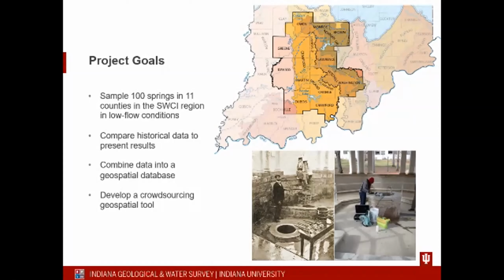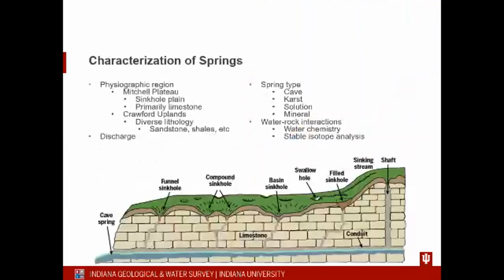One example of comparing historical to present data is Pluto Springs in French Lick, Indiana. The pictures are shown on the bottom of this slide. This mineral spring is one example of one that was important to the economy of the region because tourists would come to drink the sulfur mineral water for its medicinal properties. The left picture shows the spring in the early 1900s, and the right is us during our 2019 sampling season. Next slide.